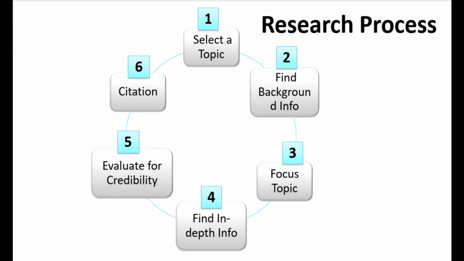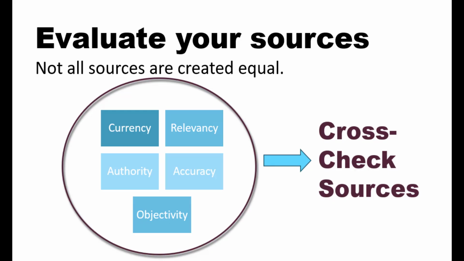As you are finding in-depth sources of information, it is important to address Step 5 by evaluating those sources for credibility, quality, and college-level appropriateness, especially if you are using information from the open web. To determine if a source is credible, it is important to consider the following criteria: currency, relevancy, authority, accuracy, and objectivity.